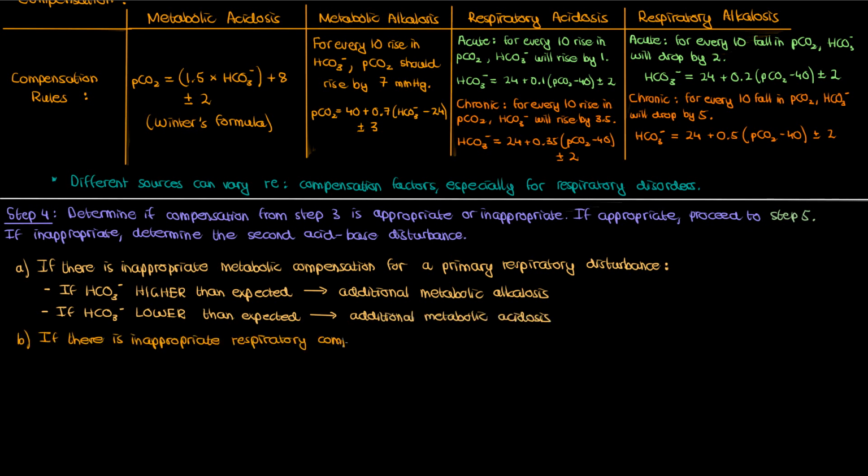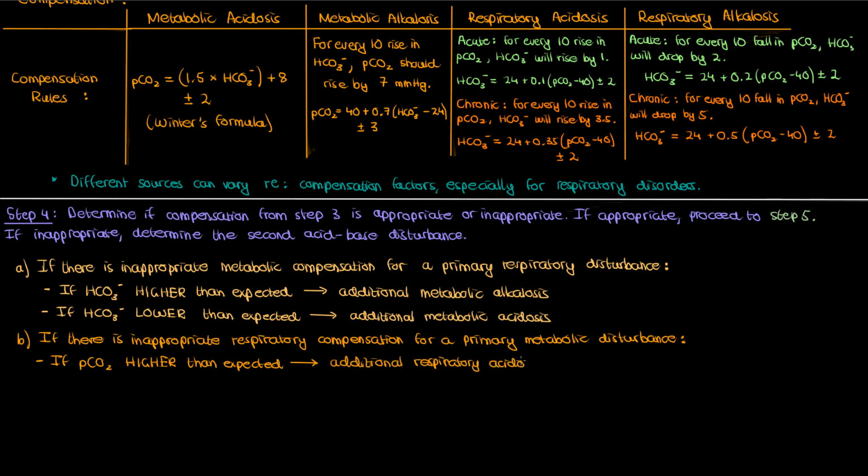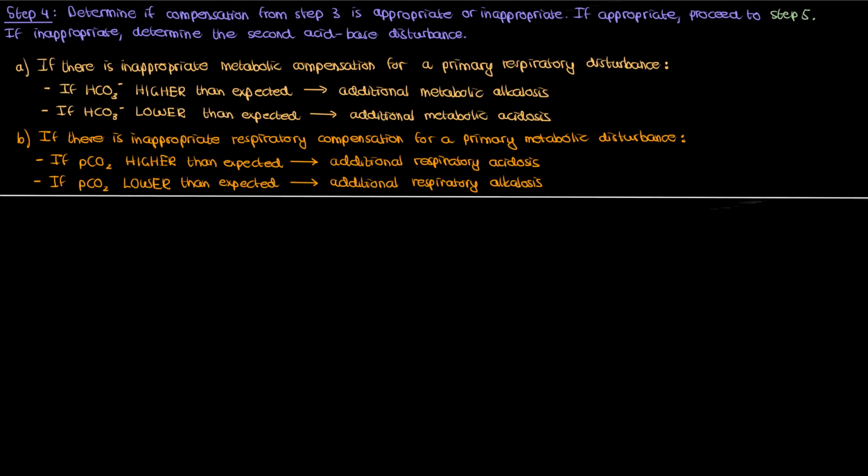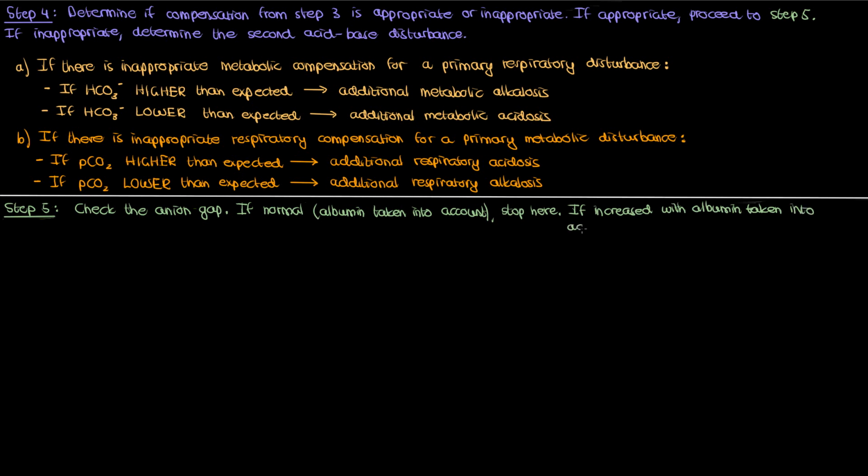Similarly, in the situation of inappropriate respiratory compensation, if your PCO2 is higher than what it should be if it were fully appropriately compensated, you've got an additional respiratory acidosis happening. If your PCO2, on the other hand, is lower than expected, you've got an additional respiratory alkalosis happening. So now you've determined the compensation for your primary acid-base disturbance and whether or not there's a secondary disturbance going on. The fifth step is to check the anion gap. If the gap is normal and you've taken your albumin into account, you're done. If the gap is elevated, however, then you've got to go to step 6.